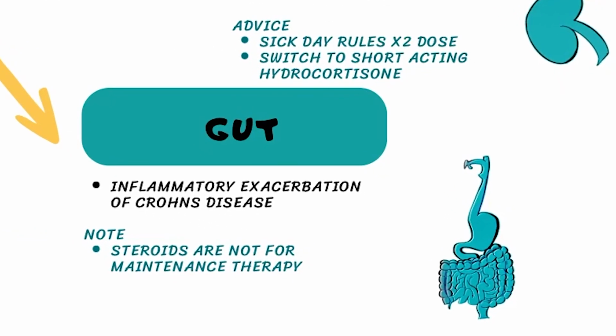And lastly, the gut. Crohn's disease is a long-term condition where the gut becomes inflamed, and a corticosteroid such as prednisolone, methylprednisolone, or IV hydrocortisone is used to induce remission in a single inflammatory exacerbation of Crohn's in a 12-month period. It is not usually used in the maintenance of remission.